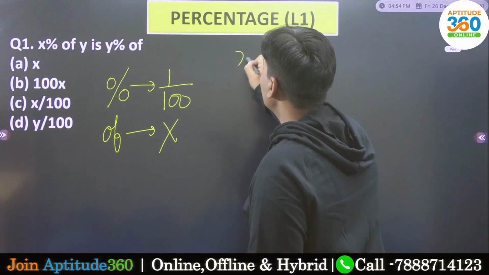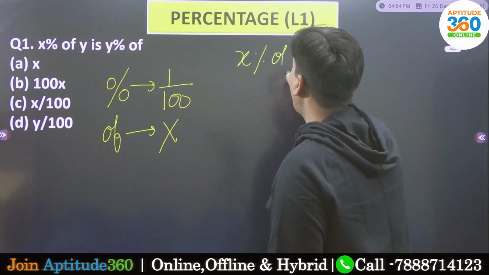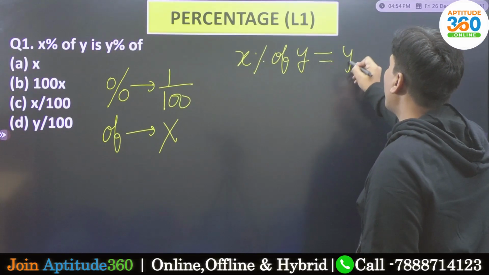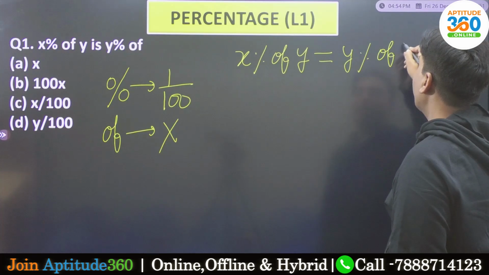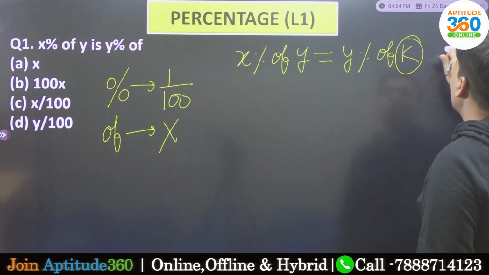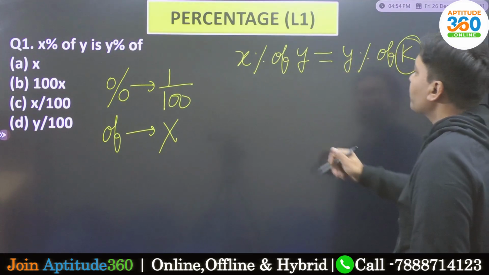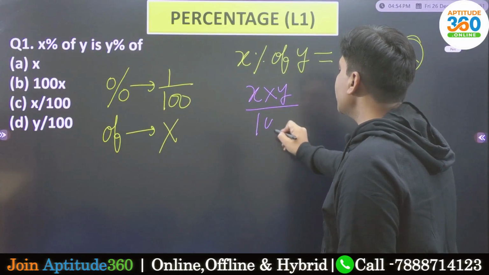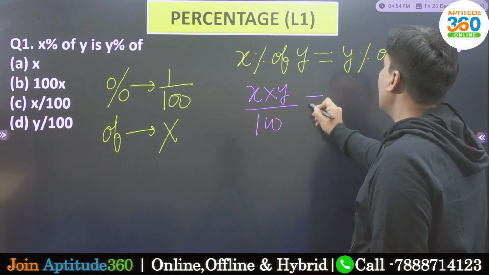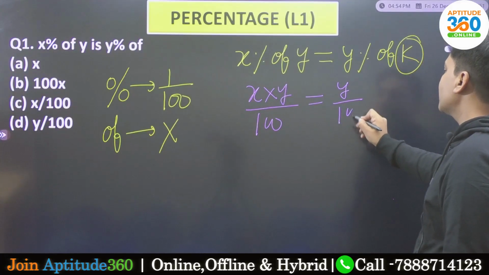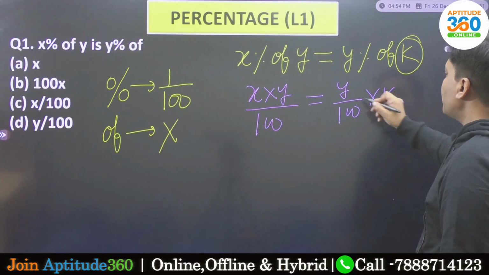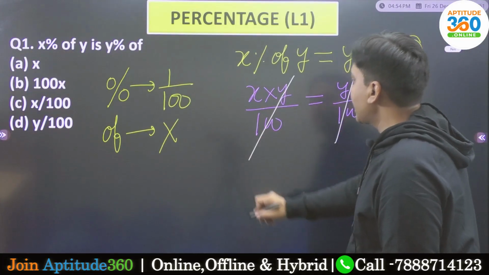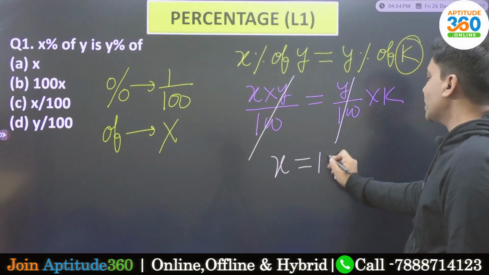So if you have to write x% of y, it says y% of what value? Say y% of, I will say y% of k value. I need to find out the value of k. How do I find out the value of k? It is x into y upon 100, because x upon 100 into y, and this is y by 100 into k. So please understand this. Y by 100 from both of the sides are cancelled, so x is equal to nothing but k.